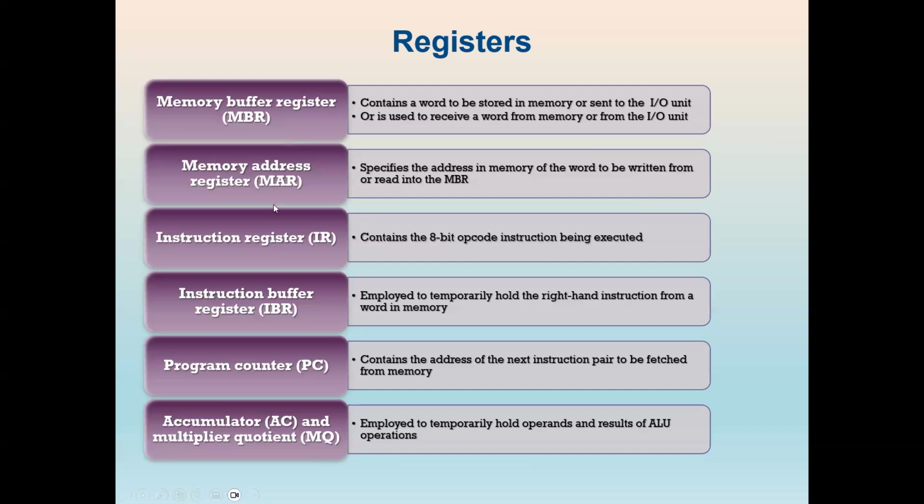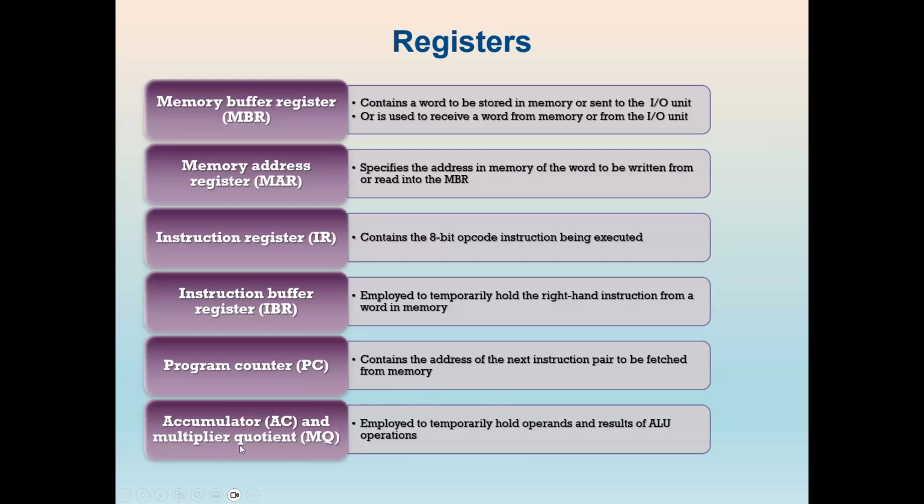We also have the instruction register, which is the IR, which normally contains the 8-bit opcode of the instruction being executed. We also have the instruction buffer register, which is normally employed to hold temporarily the right-hand instruction from a word in memory. We also have a special register, which we call the program counter. The program counter is very important. It always points to the next instruction that will be executed by the CPU. So this contains the address of the next instruction pair to be fetched from memory.